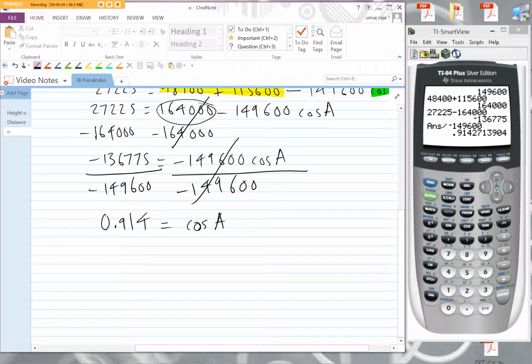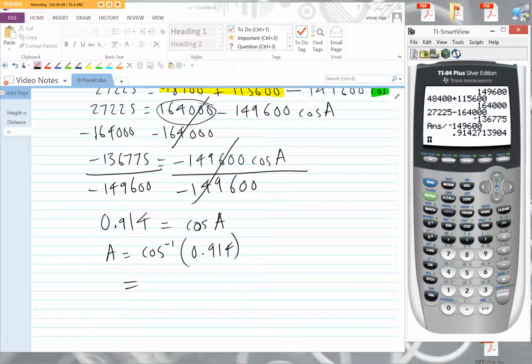But to get the A by itself, I need to take the inverse of the cosine. So A is equal to cosine inverse of 0.914, and since the calculator is in degrees, it's going to give us the answer in degrees. Be careful of that: if they wanted you to express the answer in radians, you want to make sure that the calculator is set in radians. So cosine inverse of 0.914, press the enter key, and there you go. That's the answer on this one.